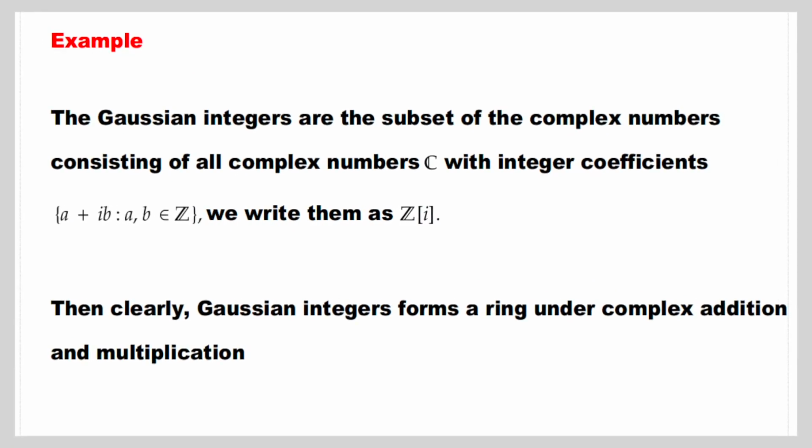The next example is the Gaussian integers. They are the subset of the complex numbers consisting of all complex numbers with integer coefficients a plus ib such that a, b belong to Z. We write them as Z[i]. Then clearly, the Gaussian integers form a ring under complex addition and multiplication.